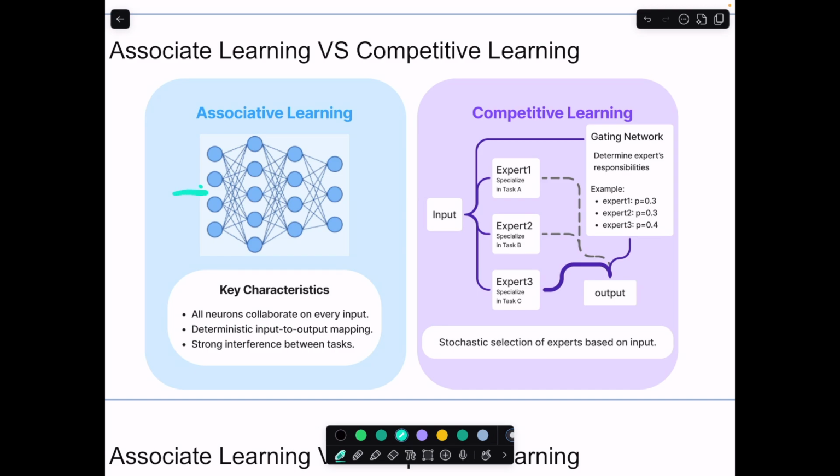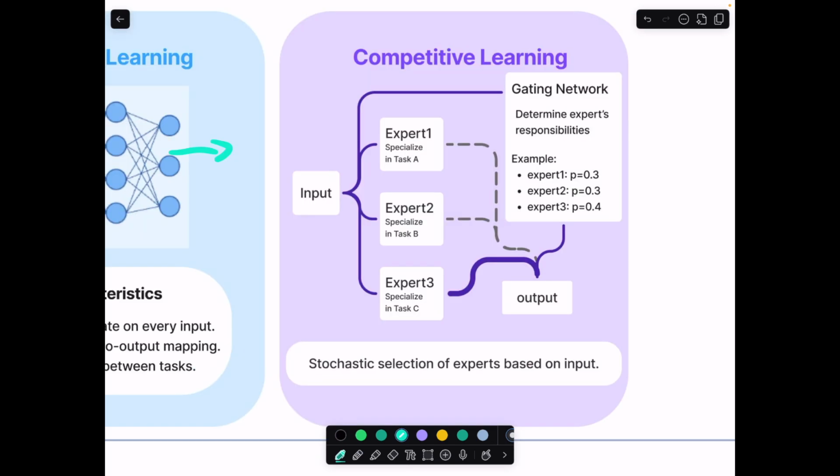Associative learning maps input directly to outputs. You can think about them as a standard neural network that processes information collaboratively across all its neurons to produce a result. Every part of the network contributes to the final output. It is inherently collaborative. For competitive learning, on the other hand, it assumes that you have multiple subnetworks, which are experts here, through a stochastic process here, which is the gating network. You select the one expert that is most likely to give you the desired output. Only the winners contribute to the result.